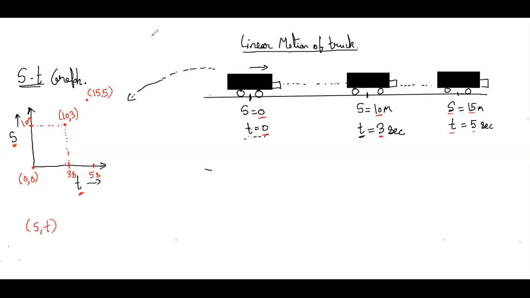Okay. So now we have plotted these 3 points of observation on the graph, and now you want to plot the graph. So it will be roughly something like this. Okay. So this is the way of plotting a graph.